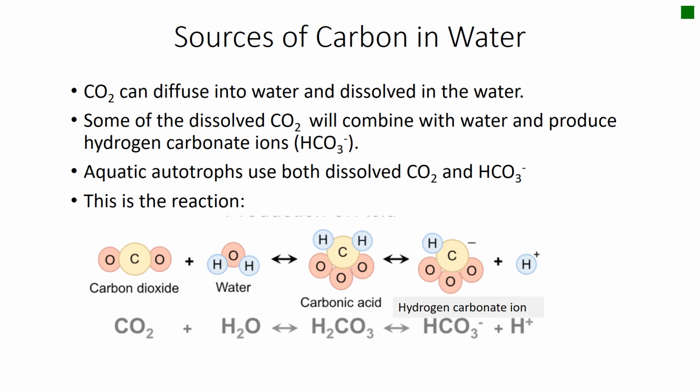How about the sources of carbon in water for the aquatic autotrophic plants to do photosynthesis? Now, carbon dioxide, like any other gas, can diffuse into water and dissolve in it. However, some of the dissolved carbon dioxide will combine with water and produce hydrogen carbonate ions. Now, aquatic autotrophs can use both dissolved carbon dioxide or the other product of carbon dioxide that has reacted with water, which is the hydrogen carbonate ions.